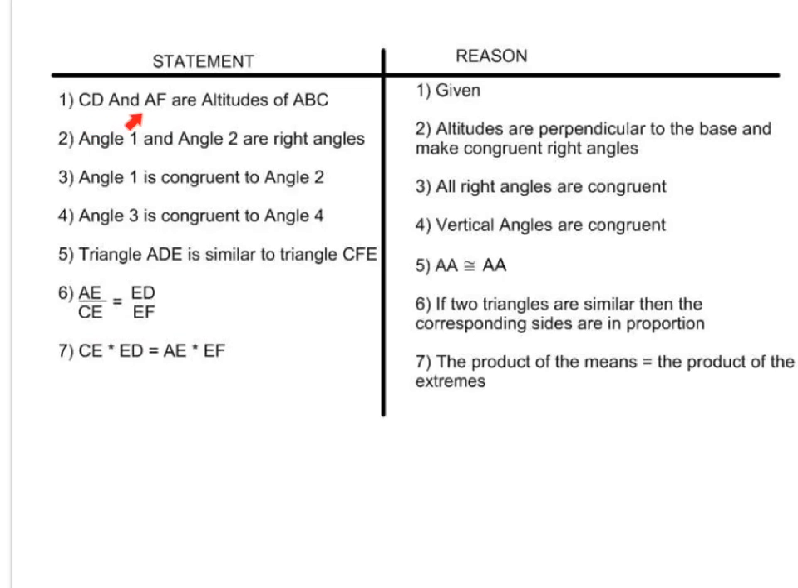altitudes. So CD and AF are altitudes of triangle ABC, given. 1 and 2 are right angles. Altitudes are perpendicular to the base and make congruent right angles. Then it's congruent. All right angles are congruent. 3 is congruent to 4, vertical angles.